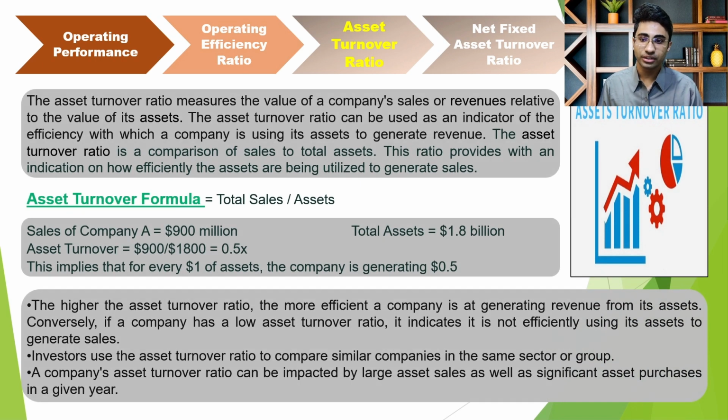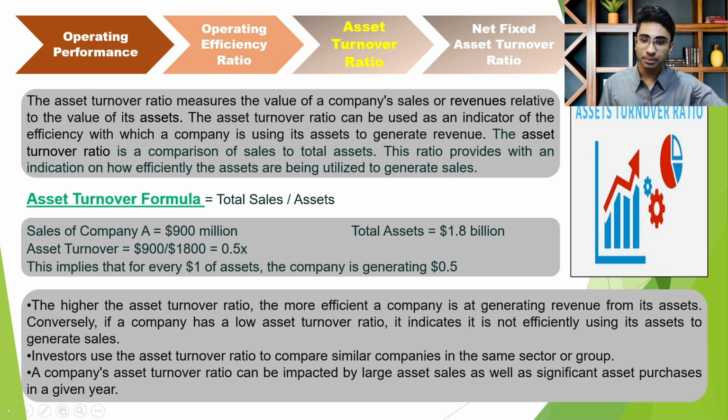The asset turnover ratio measures the value of a company's sales or revenue relative to the value of its assets. So the formula is total sales divided by total assets. In this example, we have taken sales of company A as 900 million and total assets at 1.8 billion. If you look at the asset turnover ratio, 900 divided by 1800, the asset turnover ratio is 0.5 times. This implies that for every $1 of assets, the company is generating $0.5 of revenue.